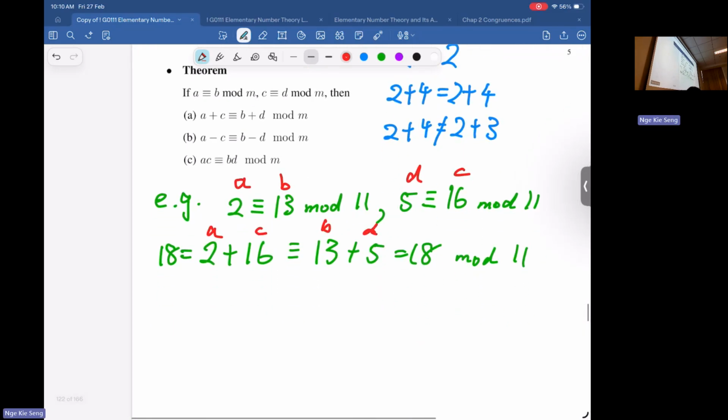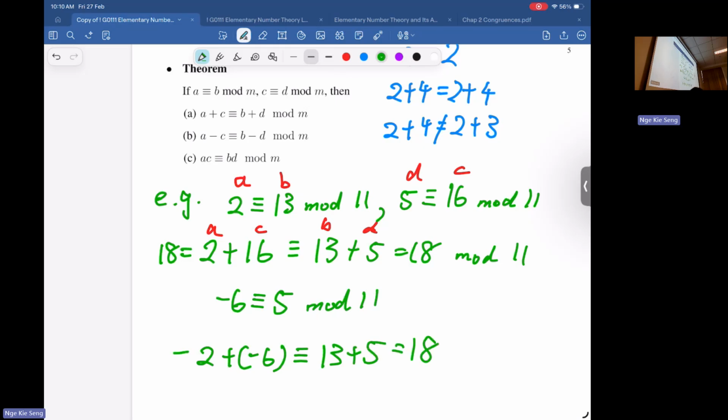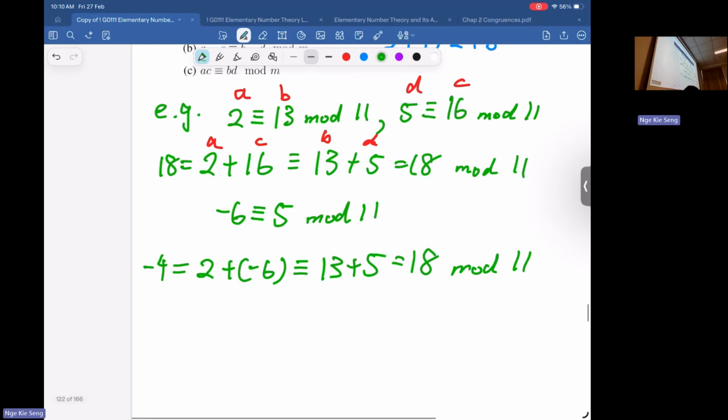You want to play with the same mod? 2 is congruent to negative 6 mod 11, and 5 is congruent to 5 mod 11. And then you can do what you want to do here. So 2 plus negative 6, modulo 11, and 13 plus 5. One side we still get 18, the other side we get minus 4. So we claim that these two are the same.